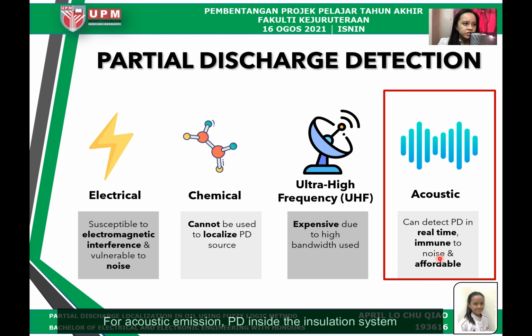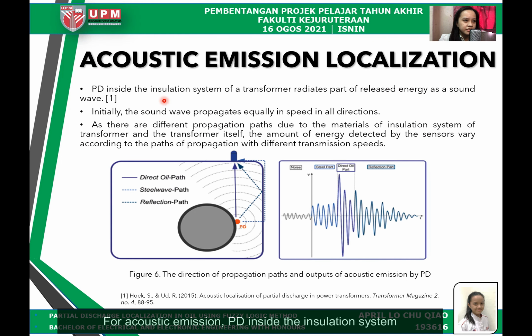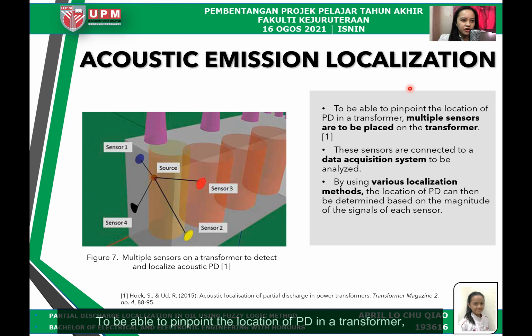For acoustic emission, PD inside the insulation system of a transformer radiates part of the released energy as a sound wave. To be able to pinpoint the location of PD in a transformer, multiple sensors are placed on the transformer, connected to a data acquisition system to be analyzed. By using various localization methods, the location of PD can then be determined.